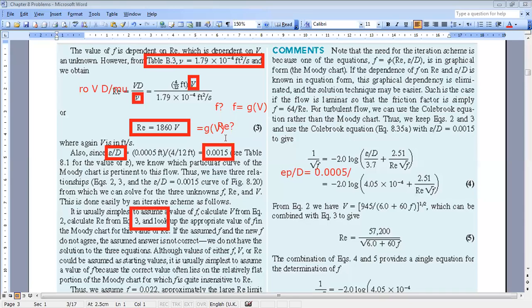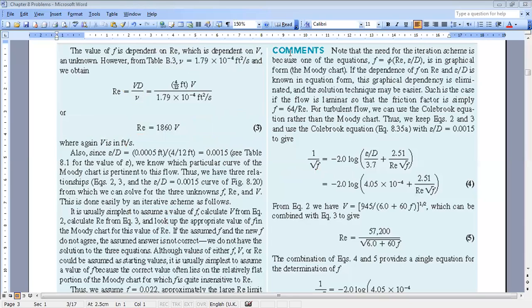This is why here the Moody chart will be like a third equation, because here you have three unknowns. What are the three unknowns? F, Reynolds, and velocity. These are your three unknowns. You have written two equations only, but you know that if I have two equations, I cannot solve. I need a third equation.